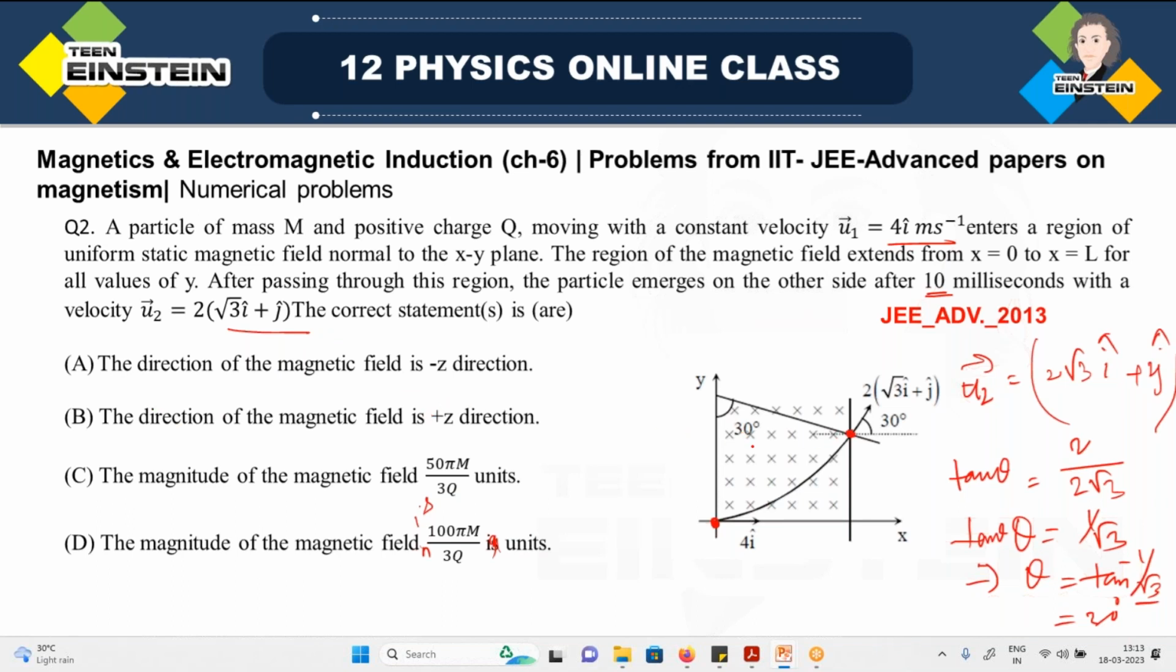Yes, so the magnetic field is actually along the negative z direction. This is true. Otherwise, this velocity would not have happened. Because you know v cross B gives the force, and when you multiply these two, you had this velocity already. I cap was there.